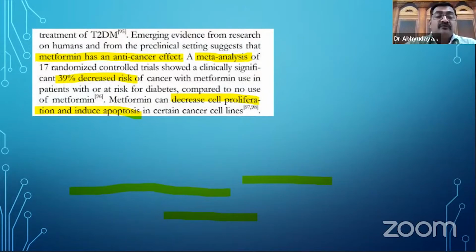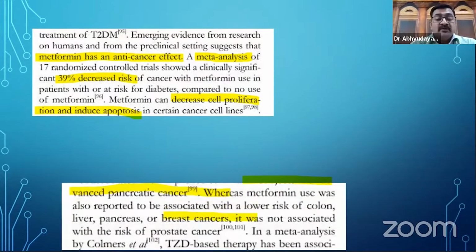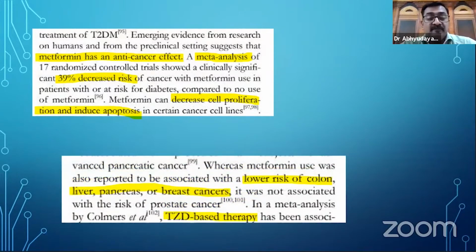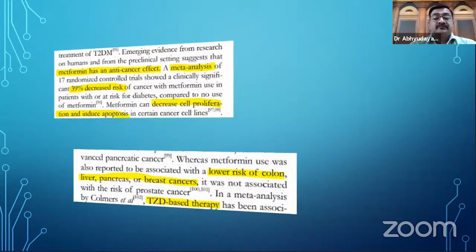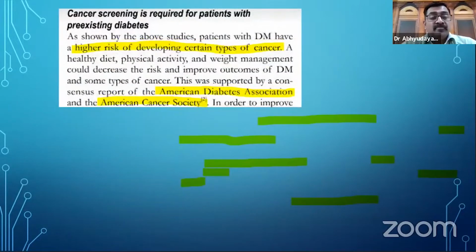Various meta-analyses of 17 RCTs have also shown that there is a 39% decreased risk of cancer with the use of metformin, because metformin decreases cell proliferation and induces apoptosis in certain cancer lines. Metformin has been shown to reduce the risk of colon cancer, liver cancer, pancreas, and breast cancers. So we should be screening our pre-existing diabetic patients for cancer.